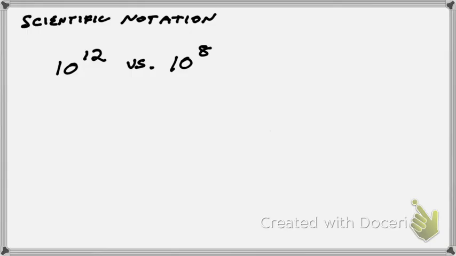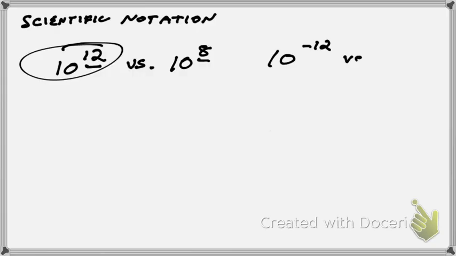Since we have more exponents, and 12 is greater than 8, we know that 10 to the 12th is greater than 10 to the 8. But what if we had this example, 10 to the negative 12th versus 10 to the negative 8? Which is greater?